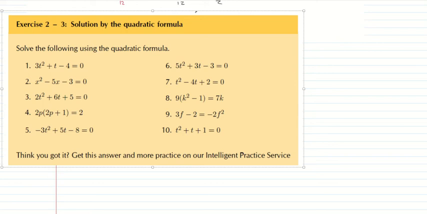Good day, grade 10. So we're looking at exercise 2.3 where they ask you to solve by the quadratic formula, and this one is quite nice.